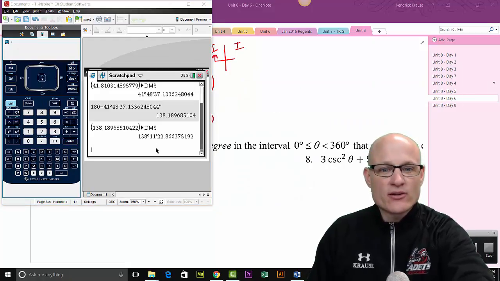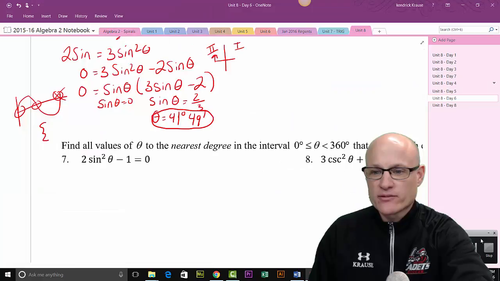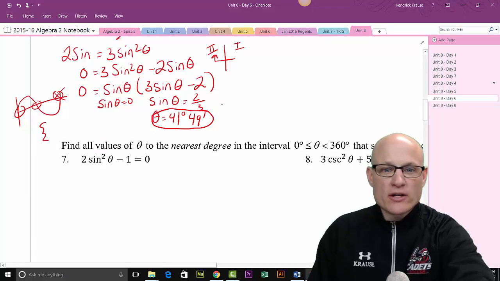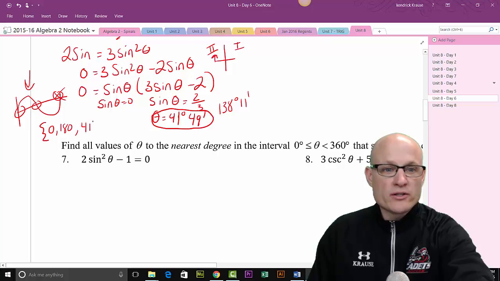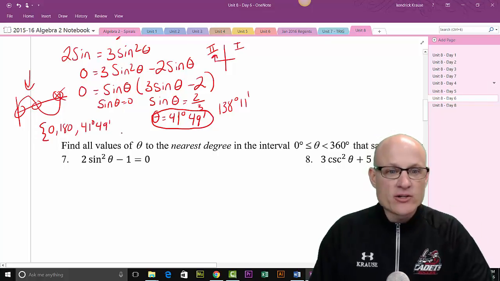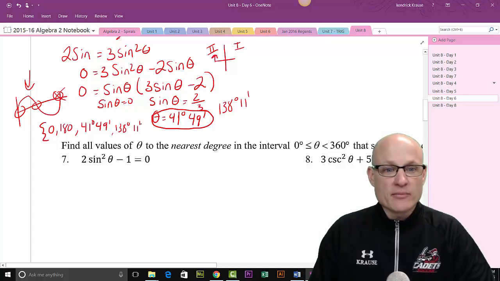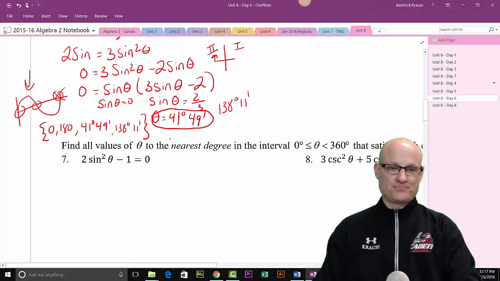138.11. So my other answer is 138 degrees, 11 minutes. So my final answers are 0 and 180 for this one, 41 degrees, 49 minutes for that one, and 138 degrees, 11 minutes for this one.